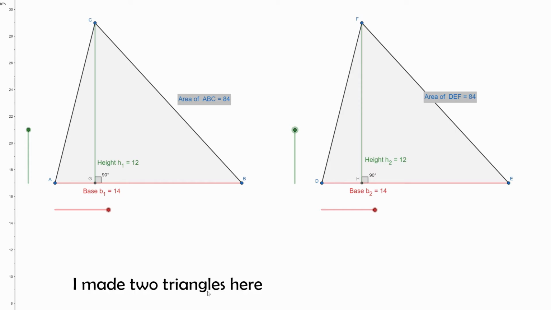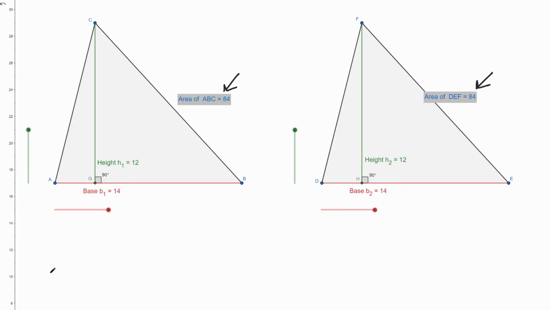और मैंने दो triangles यहाँ पर बनाए हैं. Both the triangles are same size and same shape. Now let me show you some features of both the triangles. सबसे पहले तो the first one is triangle ABC and the second one is triangle DEF. Now the area of both the triangles are here. This is area of triangle ABC and this is area of triangle DEF.